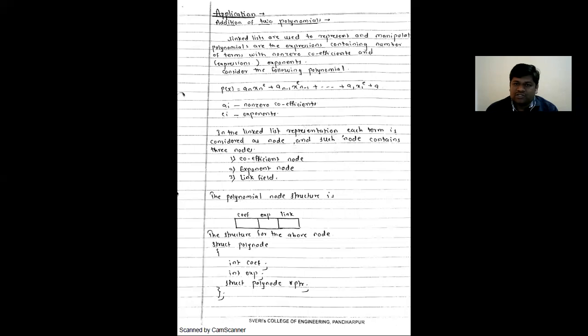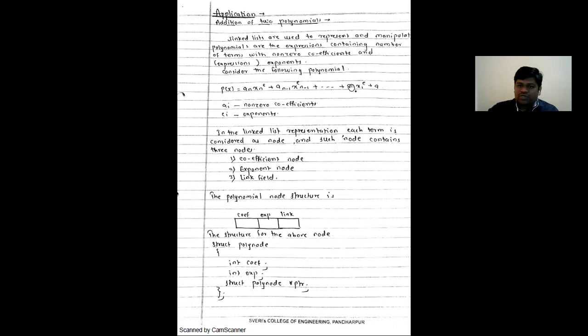polynomial functions, right? Now linked lists are used to represent and manipulate polynomials, which are expressions containing a number of terms with non-zero coefficients and exponents, right? So consider this PDF. Now here the polynomial function is given. So a of n, x of n raised to e plus a of n minus 1, x of n minus 1 raised to e plus dot dot dot a1 x1 e.